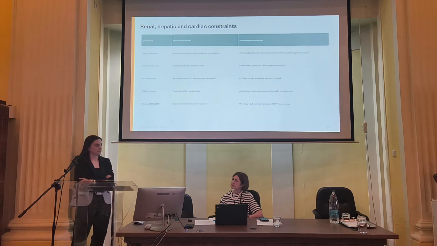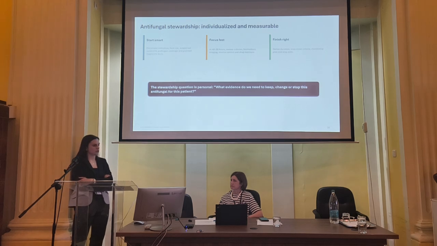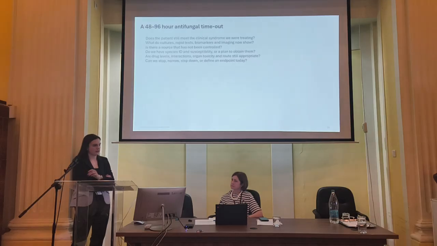If the patient has some kind of renal, hepatic or cardiac problems, we need to make sure of that. If the patient has renal dysfunction, amphotericin B is a very nephrotoxic medication. Azoles have hepatotoxicity. Most of these medications change the QT part of the ECG, so we need to monitor that patient in the ICU. So it's important to start smart, to focus fast and finish at the right time.